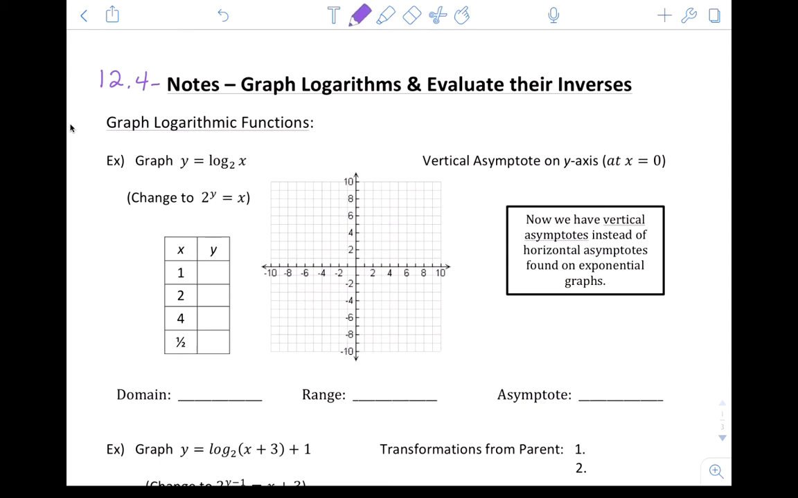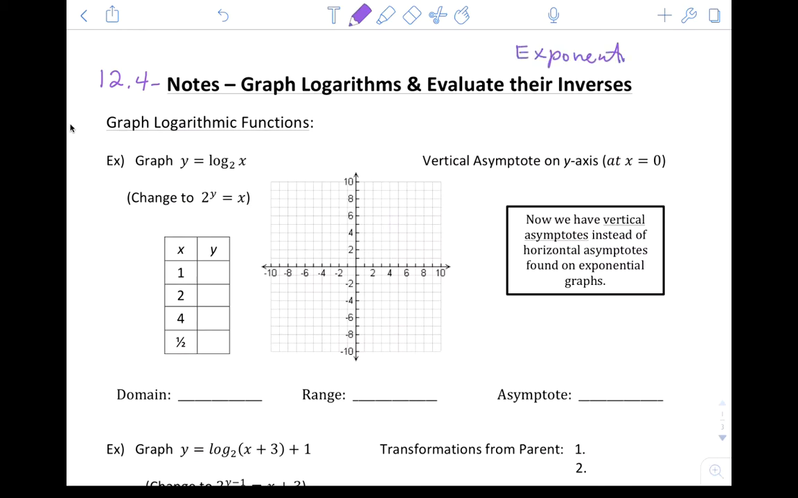Okay, so this is lesson 12.4, graphing logarithms and evaluating their inverses. A couple lessons ago in 12.1, we discovered how to graph an exponential equation in the first place. So I want to do a quick refresher of that.